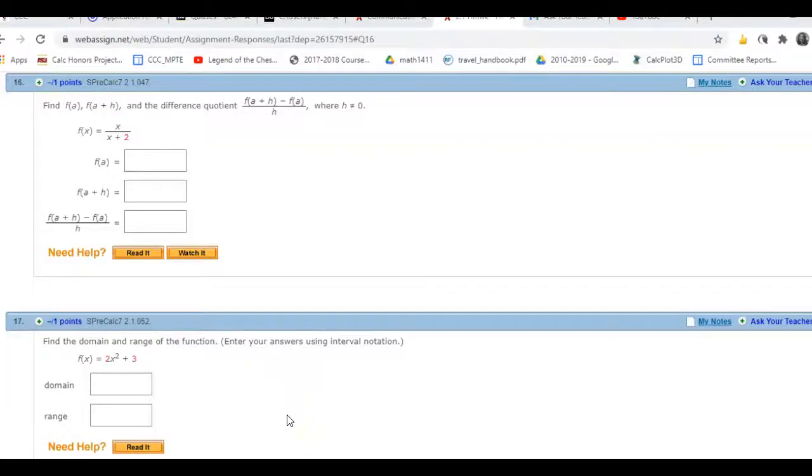For Math 1413, Section 2.1, there's a homework question that I wanted to go over. Question 16, this is my version. You'll have a similar version. F of x equals x over x plus 2. There are three parts to this.